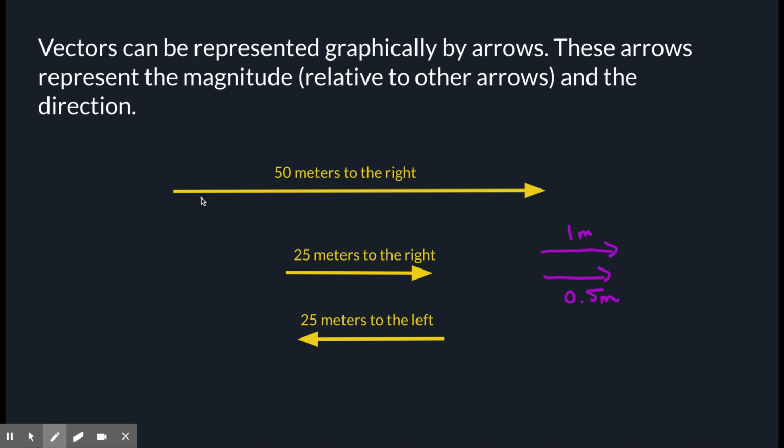So this arrow is indicating a vector because it's 50 meters and there's the direction to the right, 25 meters to the right. So there's a vector, but you'll notice this is 25 meters to the left and the arrow is pointing the other way, and that's to represent the direction.